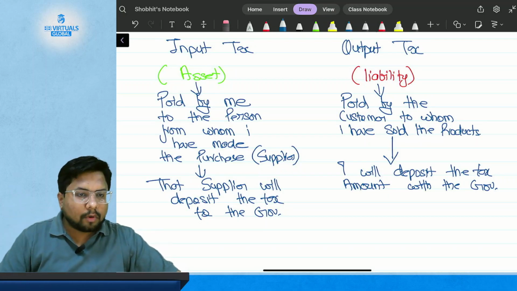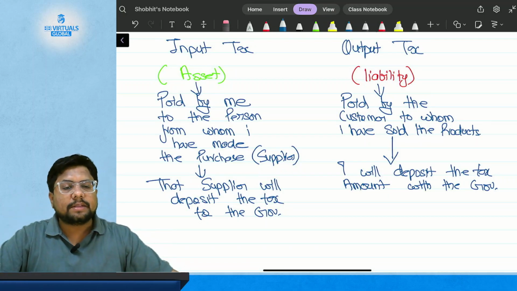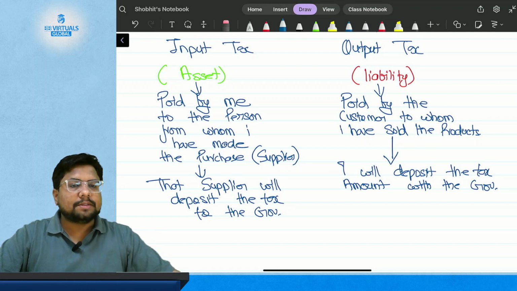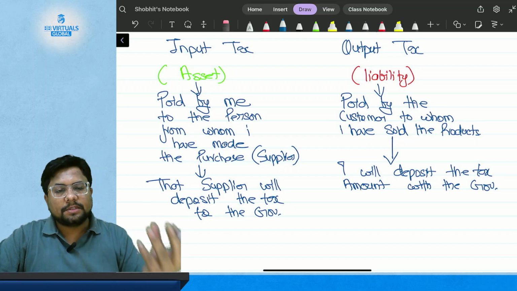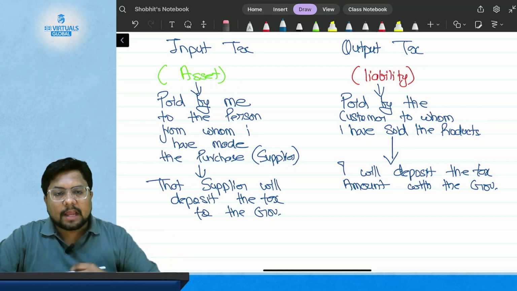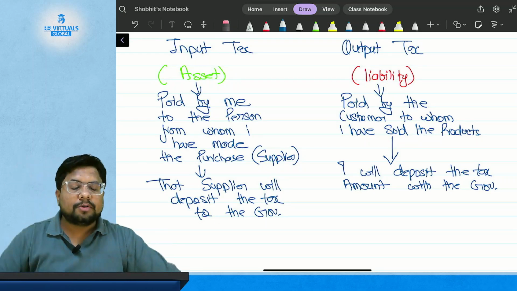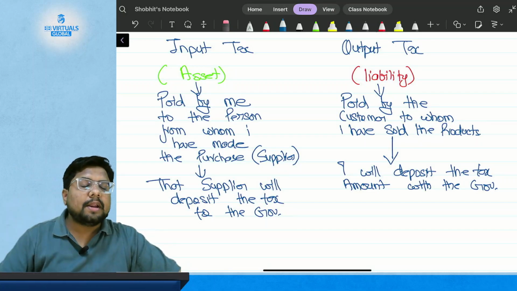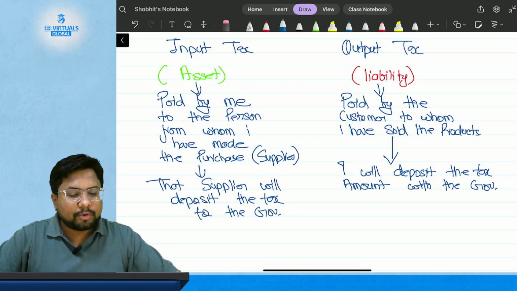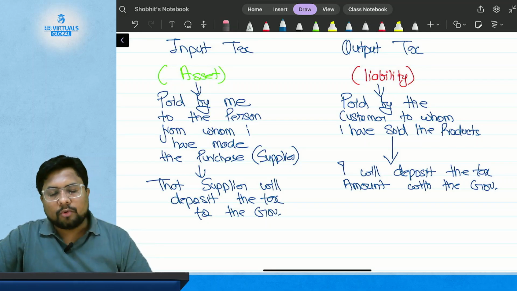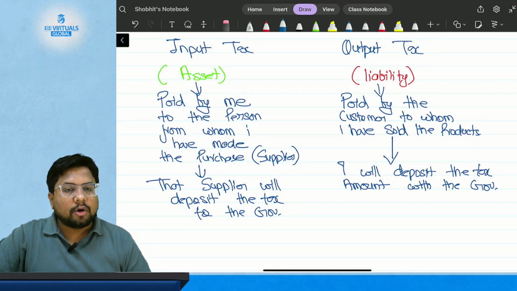then the supplier will pay it to the government. But when it comes to output tax, what is output tax? Output tax is a liability, because the customer to whom I have sold the goods or services will pay the tax to me, and then I will pay the tax to the government. So it is my liability to pay to the government, hence it is known as output tax. Okay, so these are the two concepts, input tax and output tax.